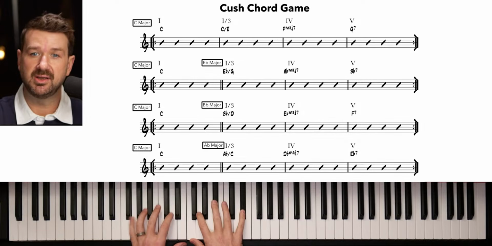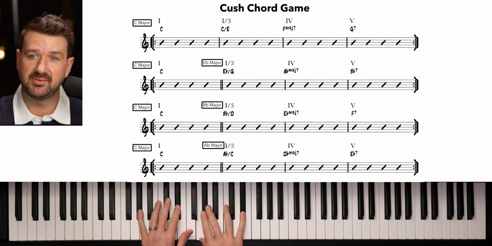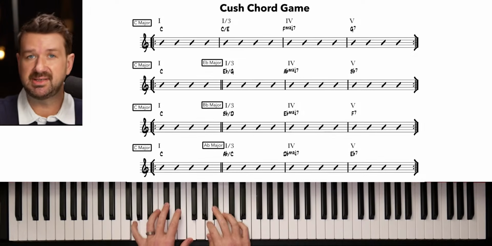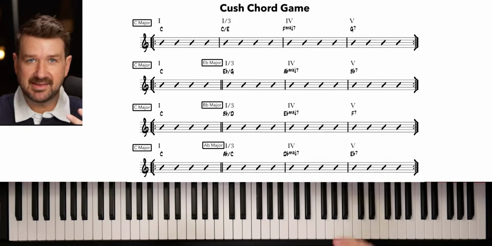So it's E flat over G. Our F chord, our 4 chord in the key of C, we move that up to A flat major 7. Our 5 chord, G7, G dominant 7, we move that up to B flat, right? So we're just shifting everything up to E flat. And it's a different thing.